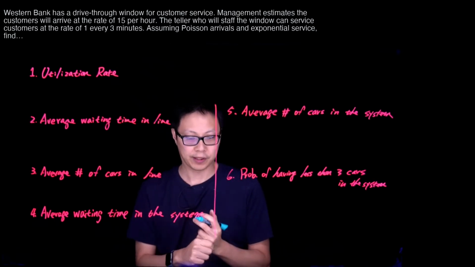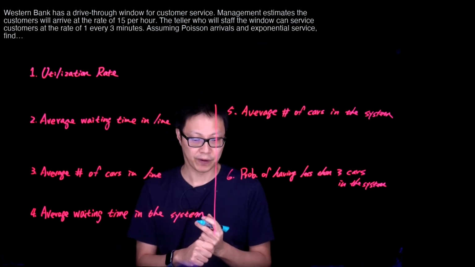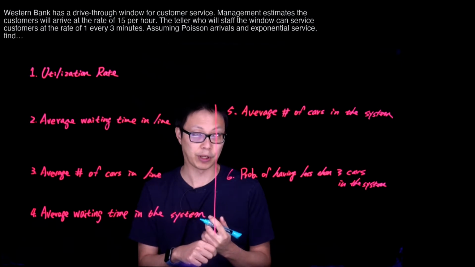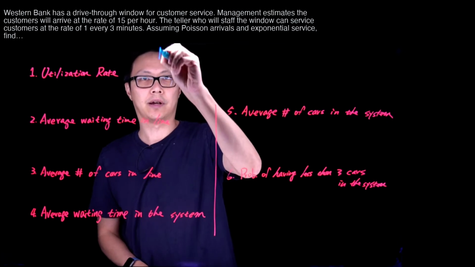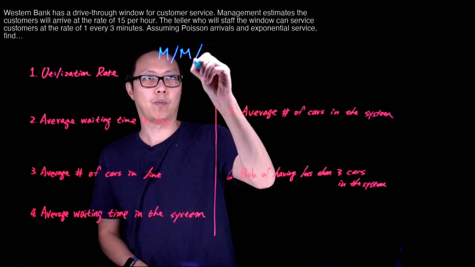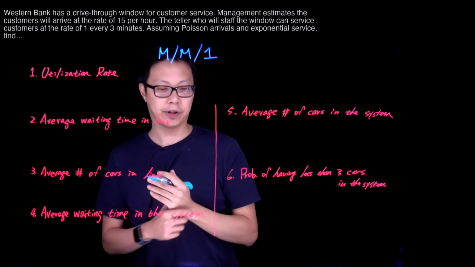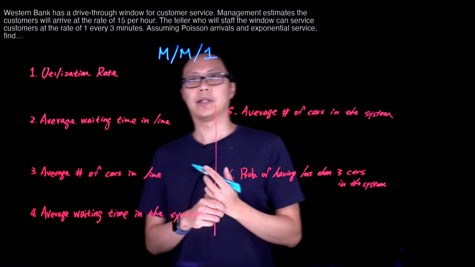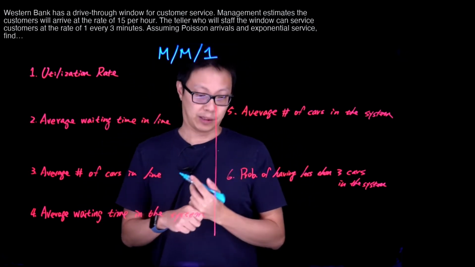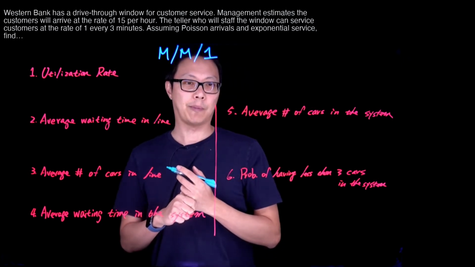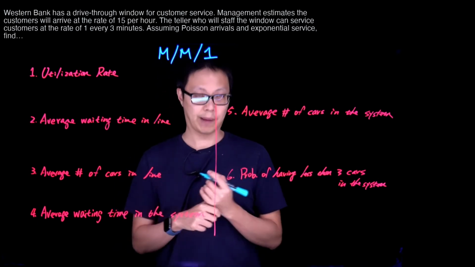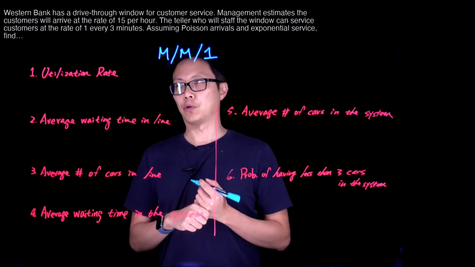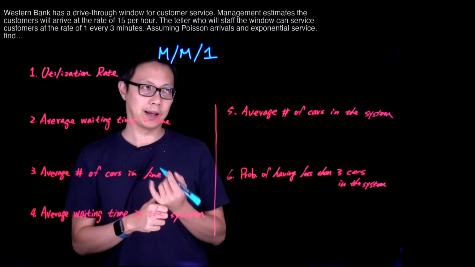First, we notice that the arrival is Poisson with a rate of 15, and the service time follows the exponential distribution. So basically, we know this is M/M/1. Remember, the first M stands for the Poisson arrival, the second M is the exponential service time, and the third number, 1, means that we only have one server. When we try to solve this type of problem, the first thing we want to do is to find the utilization rate.